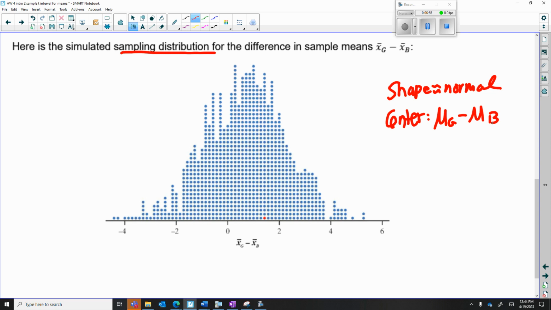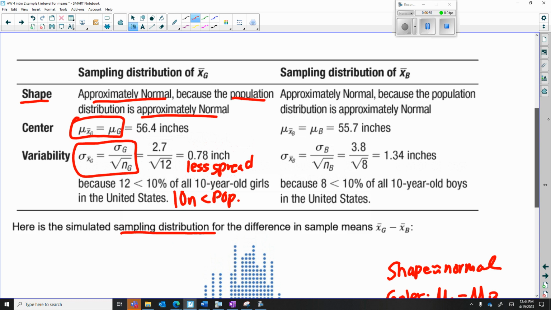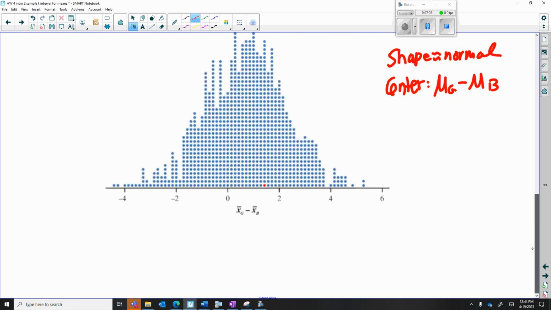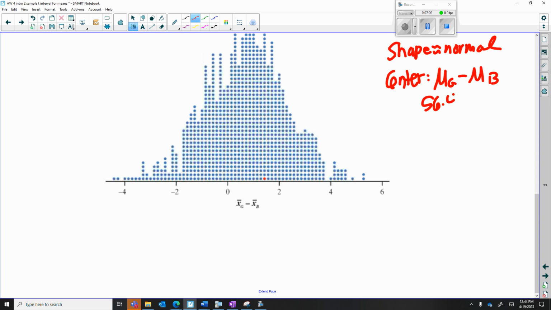So if we were to actually go back and do it, we would be able to find the center here. So 56.4 minus 55.7. If you subtract those, you're going to get your center. So I got 0.7, so that means that it should be centered at around 0.7, which it kind of looks like it is. A little less than 1, right? Pretty good. And then the spread. And here's where we're going to have another formula that we're going to have to locate.